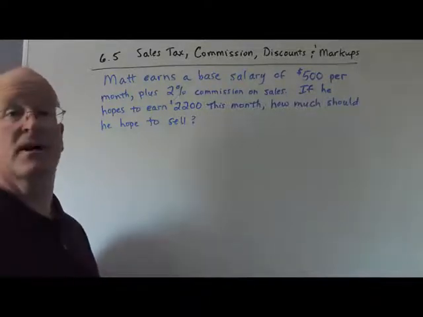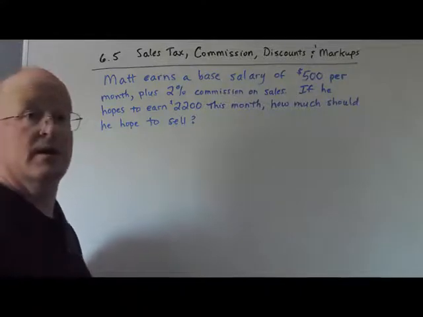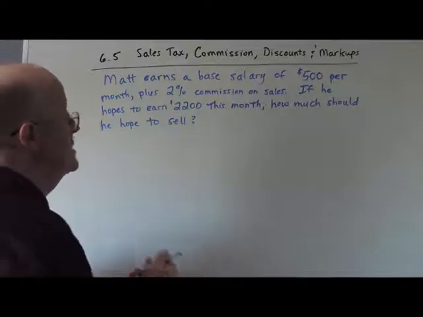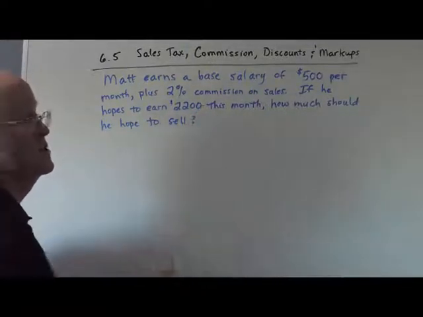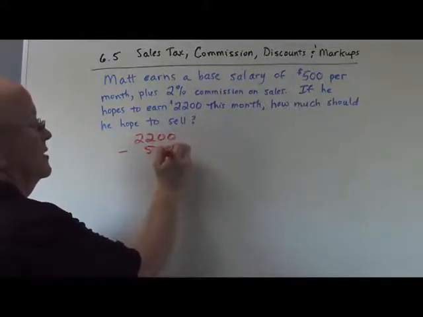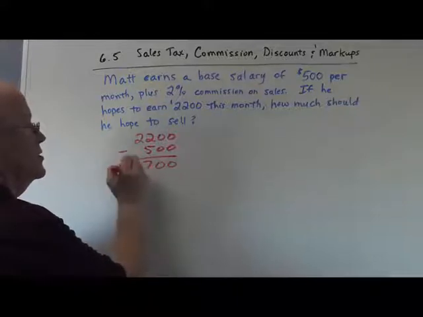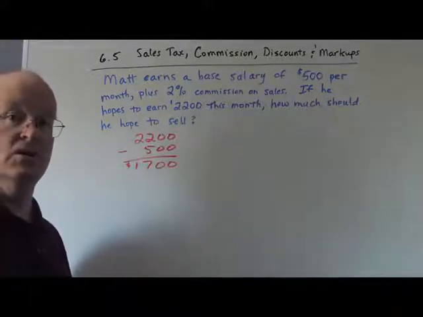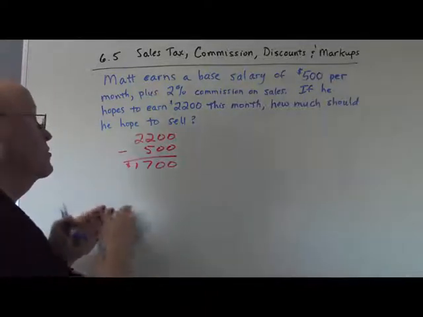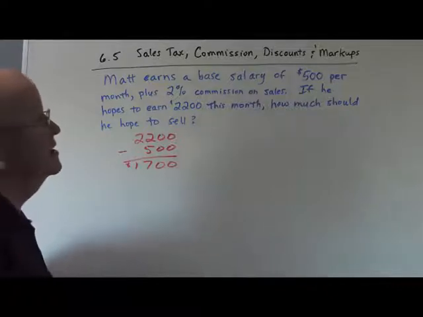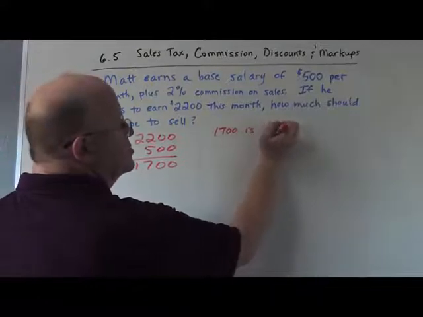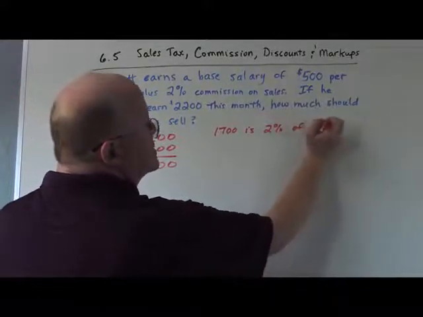In this next problem, Matt earns a base salary of $500 per month plus 2% commission on sales. If he hopes to earn $2,200 this month, how much should he hope to sell? Okay, let's break this down into parts here. $500 is his base salary, and he hopes to get up to $2,200. If we subtract $2,200 minus $500 there, that means he needs to earn $1,700 in commission.